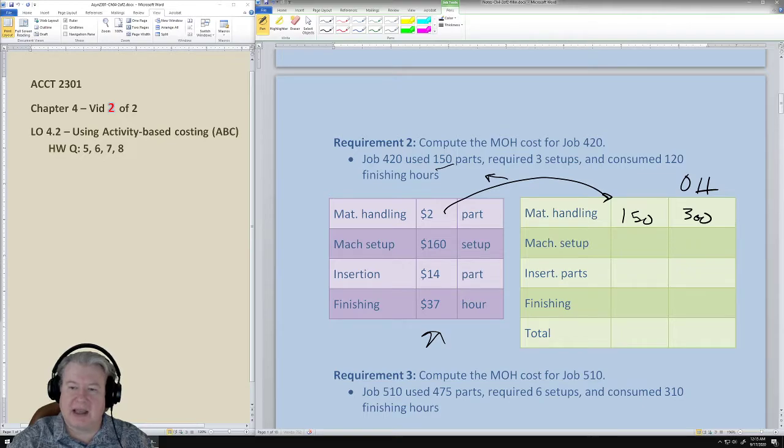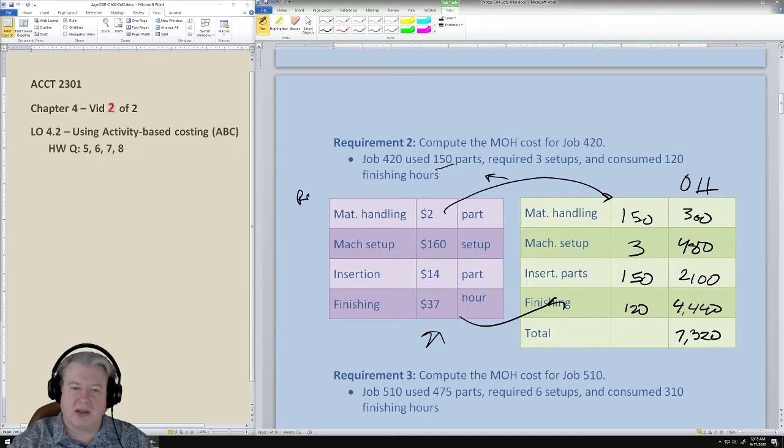Same thing with machine setup. We had 3 setups. That's going to be 480. We had parts. Oh, we're going to use 150 again, right? I'll sneak a peek at the answer. It's going to be 2,100. Finishing was 120 hours times $37 an hour. So that's 4,440. So for a total of 7,320.